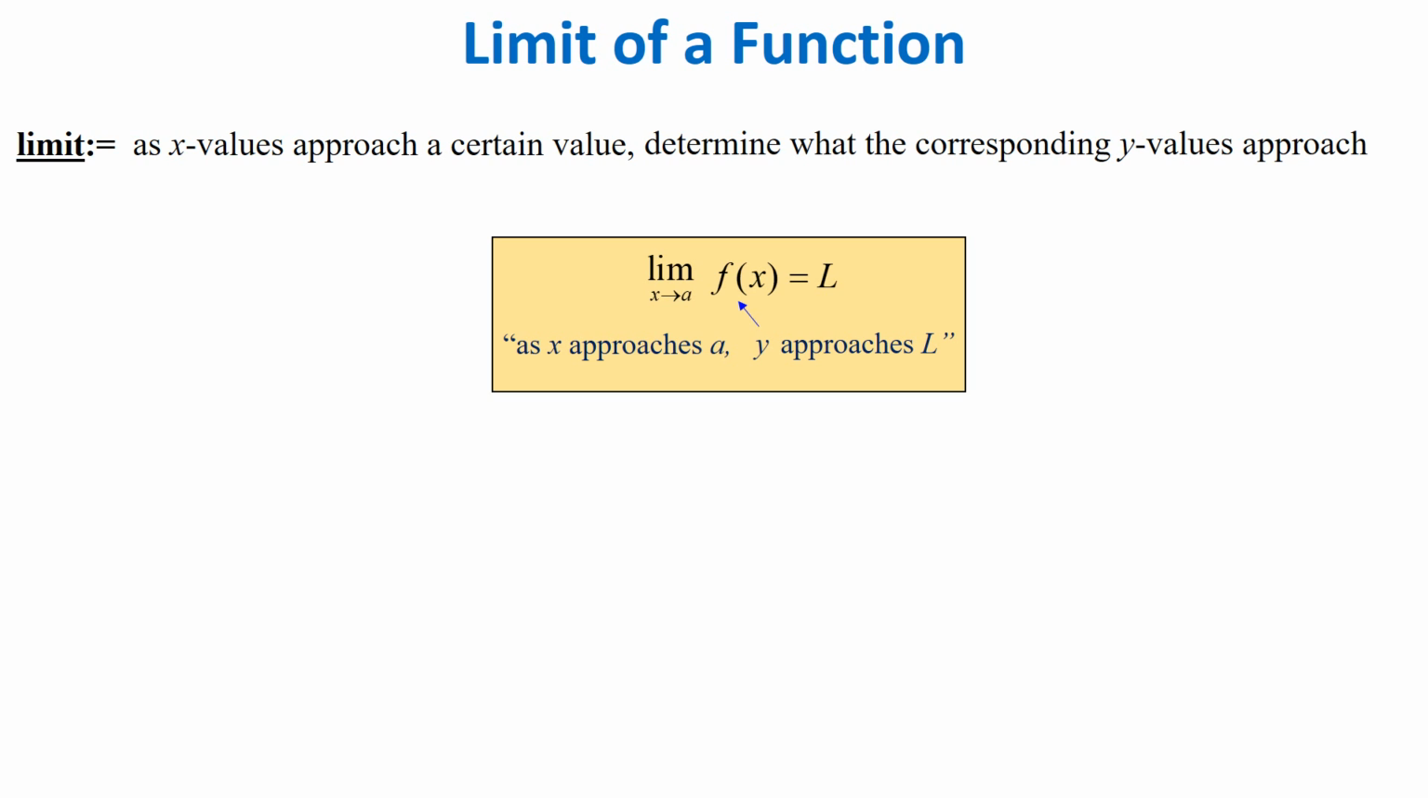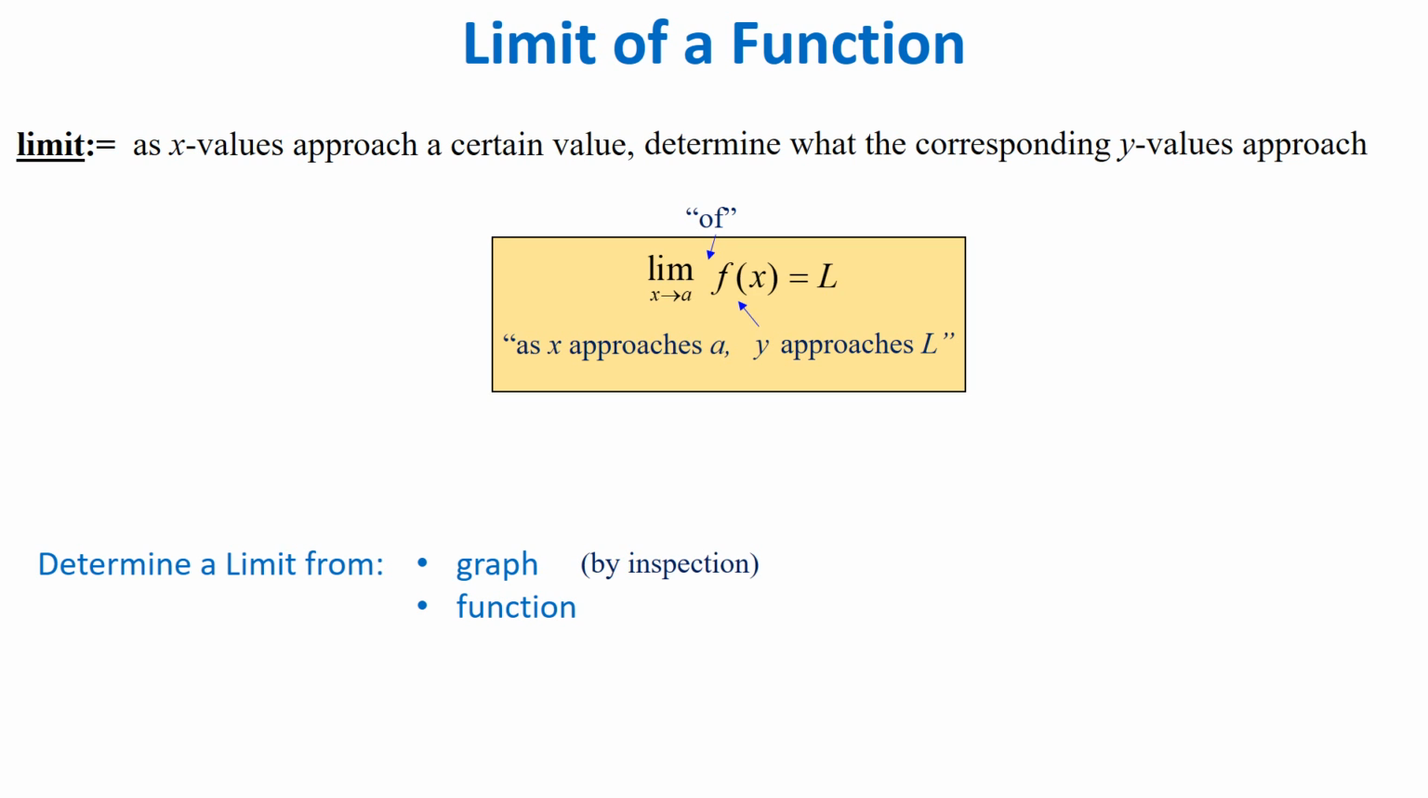Now the way that you would say this is the limit as x approaches a of f of x equals L. Now there are two different ways that we can determine a limit. The first way is from the graph, and I call that by inspection. In other words, you inspect the graph, you look at it, and you figure out what the y values are going towards for a particular group of x values.